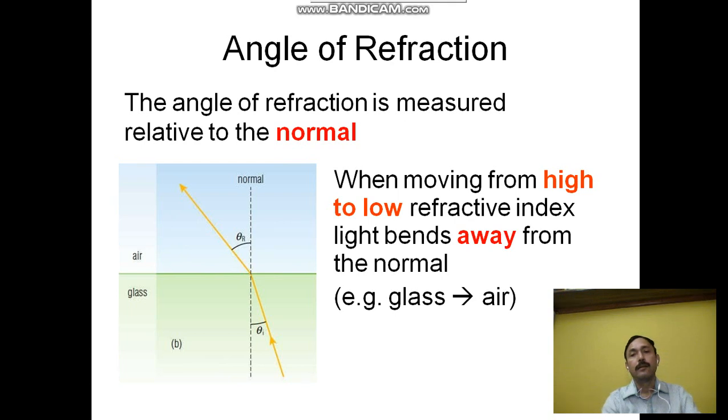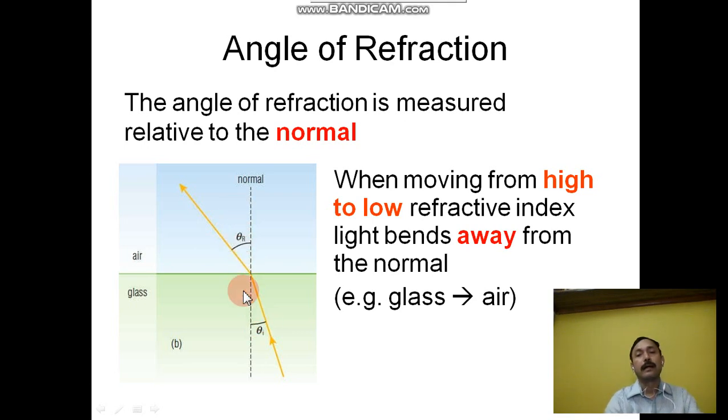When moving from high to low refractive index, this one is glass, its refractive index is more, and this is air, its refractive index is less. When light comes from glass to air, this is the incidence angle and the light moves away from the normal, or light bends away from the normal. This is the incidence angle, this one is the refracted angle.